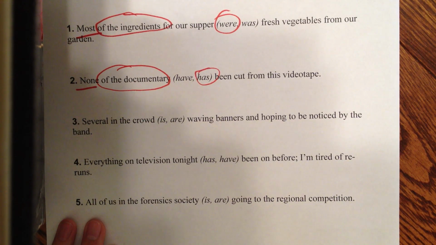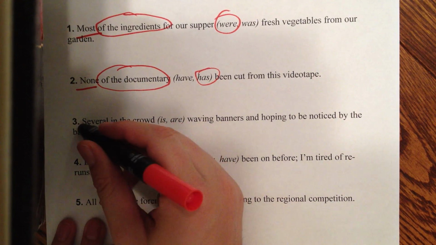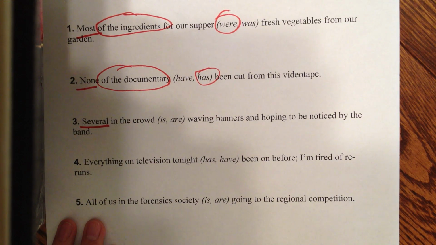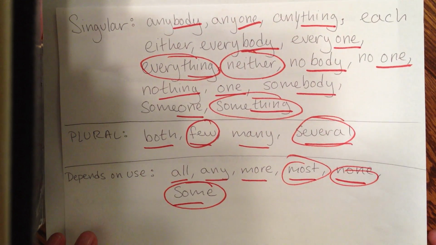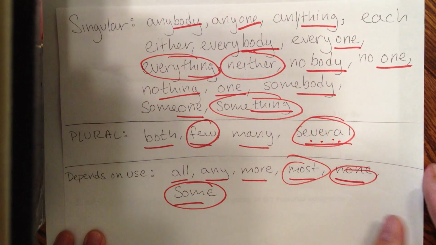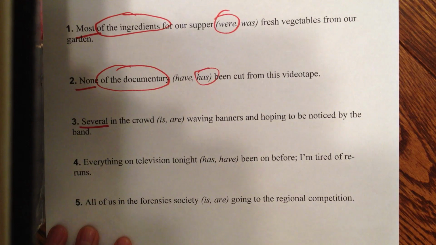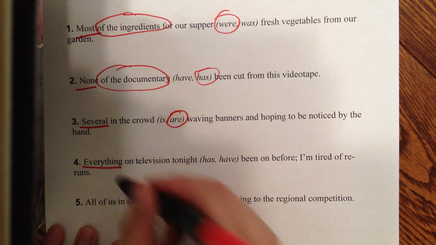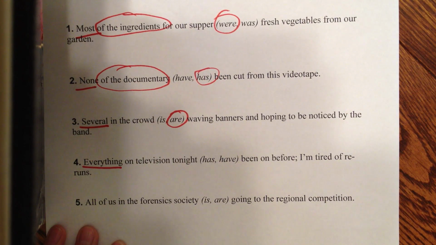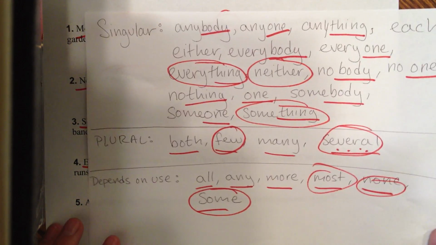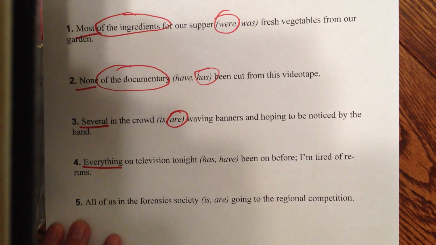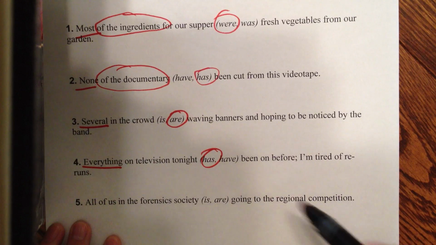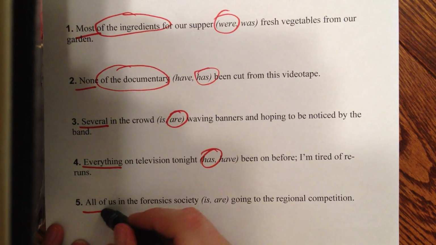Number 3, they use the word several. Here it is, several. There's our subject. Let's look at our list here. The word several, right here, it's plural. That means no S. Several in the crowd are. 4, we have everything. Remember, all of the thing words like everything or something are singular. So that means has.